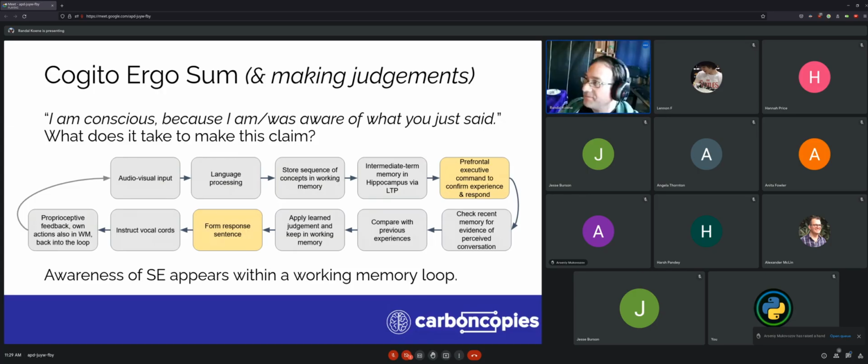Yes, Arseny. Just a little clarification. Why are two of these blocks highlighted in yellow? Does it have any special meaning?